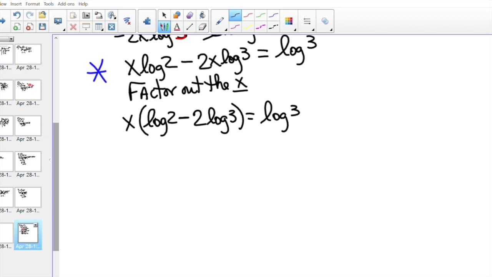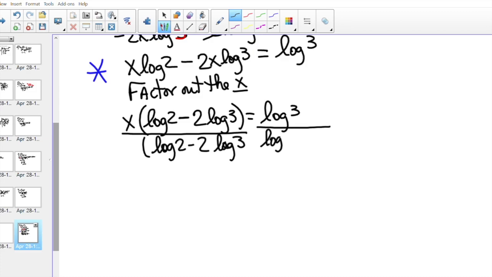Now, to solve for x, we would divide by log 2 minus 2 log 3, and what's done to one side we do to the other. So it'll be log 3 over log 2 minus 2 log 3. Now, how do you put this on your calculator?